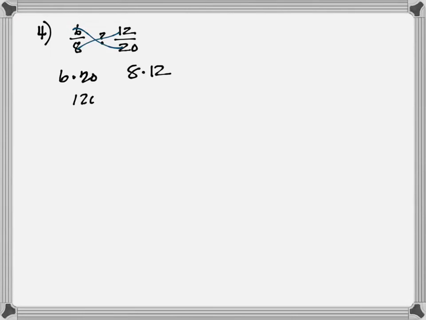This is the 120 we saw just a moment ago, and this is the 96. If they're equal at this point, the original fractions were equal. If they're not equal, then the original fractions were not equal. So this is not equal, which means the 6 over 8 does not equal 12 over 20. It's a little bit more hidden in the background of why it works, but it still is another method for determining if the two fractions are equivalent.